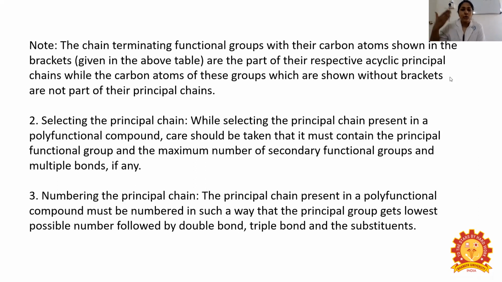So the chain terminating functional groups with their carbon atoms shown in the brackets in the above table are part of their respective acyclic principal chains, while the carbon atoms of these groups shown without the brackets are not part of their principal chains. Selecting the principal chain in a polyfunctional compound, care should be taken that it must contain the principal functional group and the maximum number of secondary functional groups and the multiple bonds.